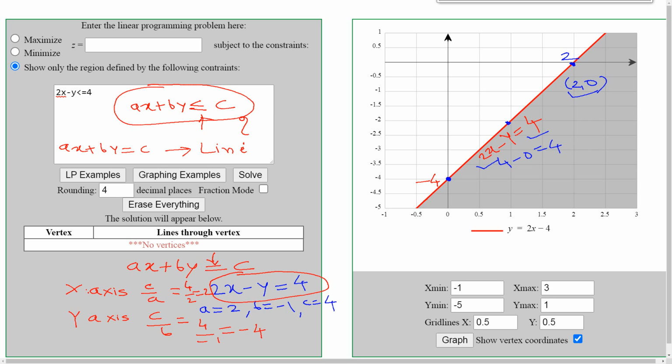What it geometrically means? It geometrically means the set of all those points which will satisfy the inequality 2x minus y is less than or equal to 4. And how to determine these points? 2x minus y is less than or equal to 4. How to determine these points?